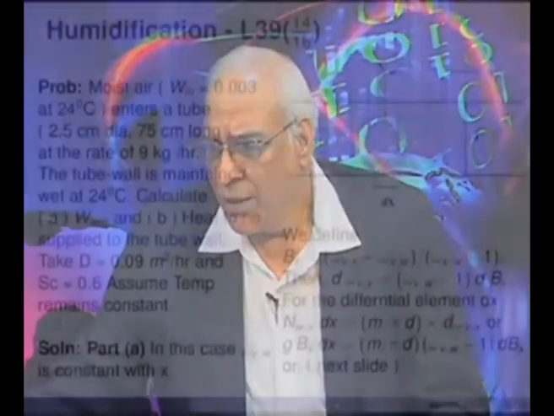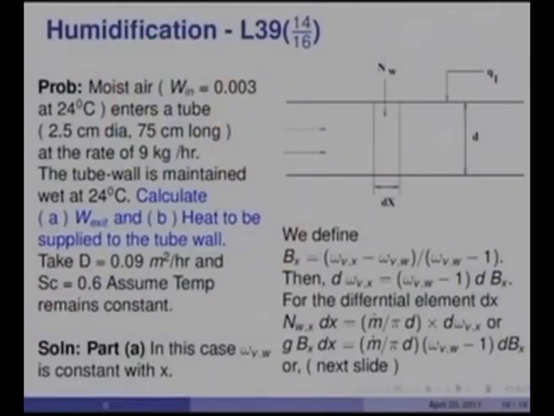We now look at the final problem, and this time it is an internal duct flow problem. Moist air at inlet, specific humidity of 0.003 at 24 degrees centigrade, enters a tube which is 2.5 centimeter diameter and, I beg your pardon, it is 0.75 meters long, at the rate of 9 kg per hour. The tube wall is maintained at 24 degrees centigrade.